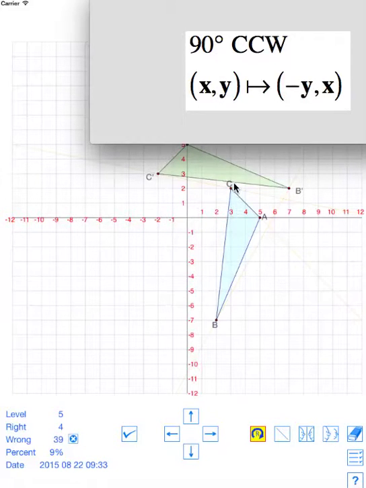Our C point, 3, 2, okay, so the 3 goes to the back and stays 3, but the 2 goes to the front and becomes the opposite, -2. So 3, 2 becomes -2, 3.